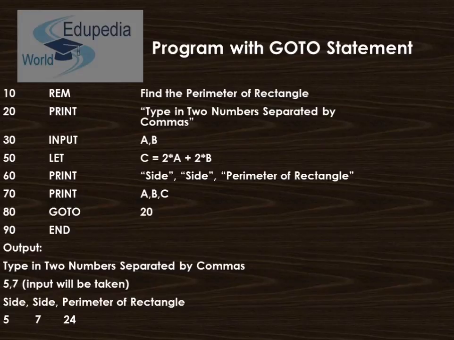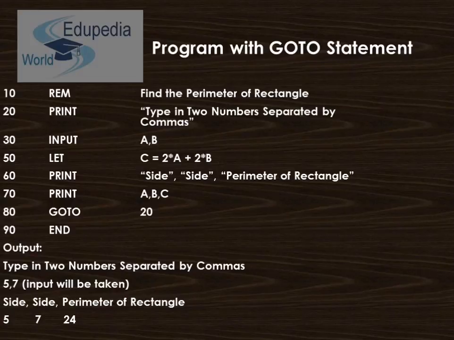First of all, a remark or a comment is there to tell us what this program will perform for us. So this program simply will find the perimeter of a rectangle. Then comes the print statement, which will print for us whatever is within the inverted commas. So it is: type in two numbers separated by commas.